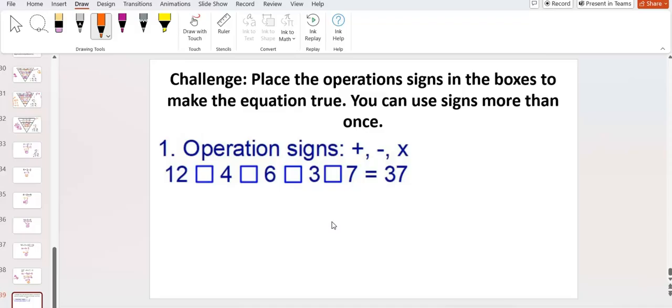I, again, recommend that you pause the video here, try some operations, and then join me again to see what works and what doesn't work. It does say up here, though, that you can use the signs more than once. So you could put an addition sign more than once or subtraction, but you do need to use all 3 signs at least once. All right, good luck.